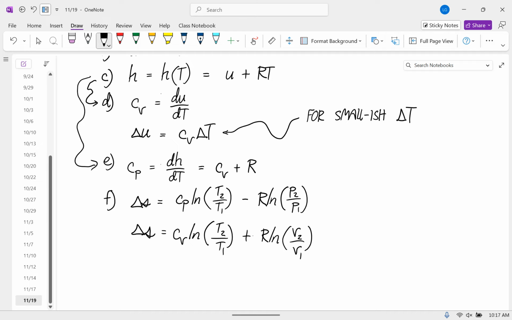And you could solve one of these for natural log of T2 over T1. I guess solve both of them for natural log of T2 over T1, set them equal to each other to eliminate that and come up with a relationship between pressure and volume. Okay. These are valid for smallish delta T.